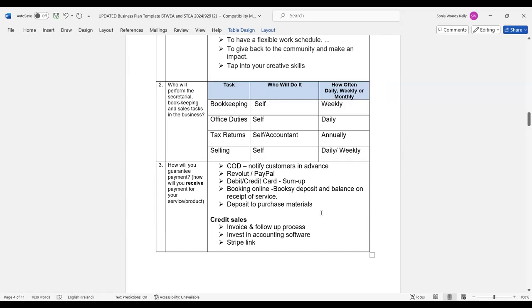Something else to bear in mind: if you're offering a service that involves you purchasing materials, do you ask your customer for a deposit to purchase the materials, or do you ask the customer to purchase the materials directly themselves and you just supply the labor? All of the above are things you need to think about and get clarity on before you start offering your goods and services. Another thing you need to think about is if you are offering credit.